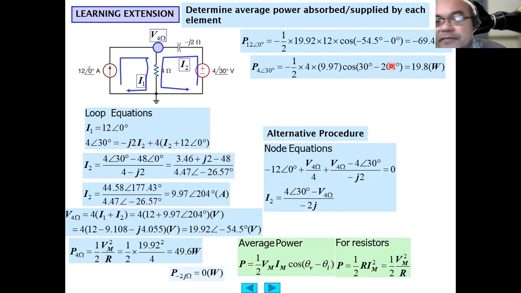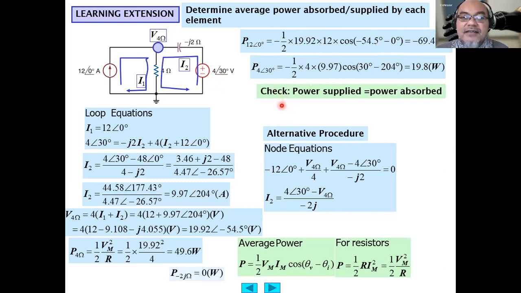And the difference will be how much? Cosine of negative 174, which is the same as cosine 174 degrees, which means the value of this is negative, because the cosine of an angle above 90 degrees and up to 270 degrees is negative. That's why then it becomes positive. It means this voltage source is absorbing power.